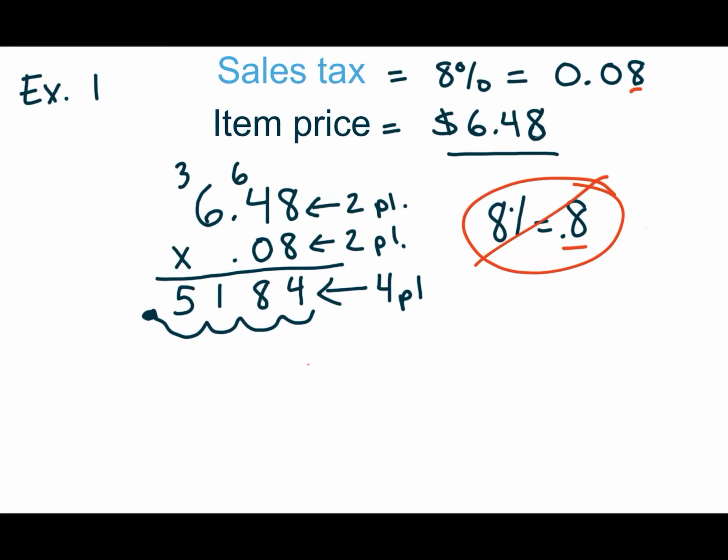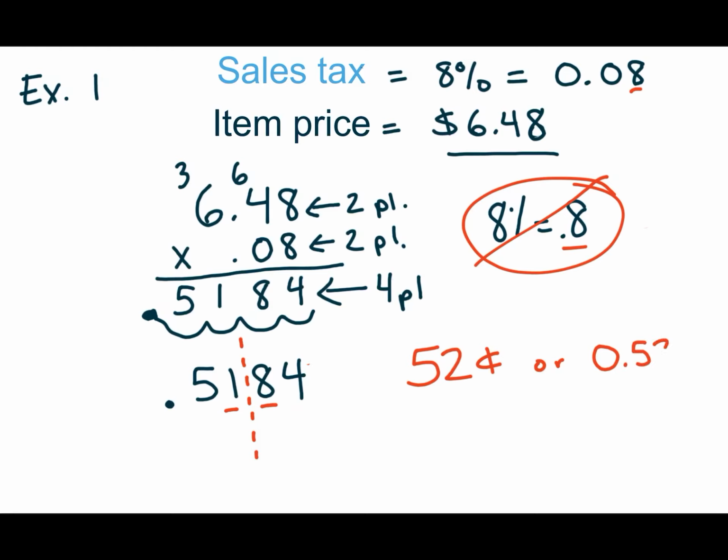All right, and we don't pay anything smaller than a cent. So we have 0.5184. How much of that do we pay? Well, you need to round to the nearest cent. Okay, so this is an 8. This is going to round to a 2. So we're going to end up paying 52 cents or $0.52. Okay, 52 cents. And that is the answer.